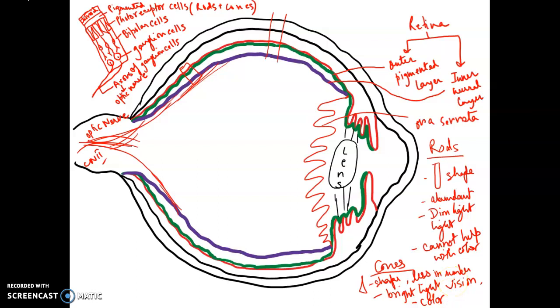And let's say you are at a museum appreciating a picture, right? Appreciating a painting. So all the finer details that we can understand and appreciate, those are functions of cones. So cones help in bright light vision, color vision. All right.